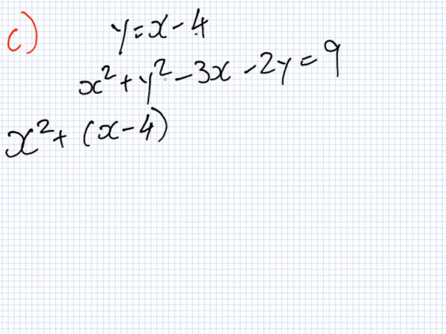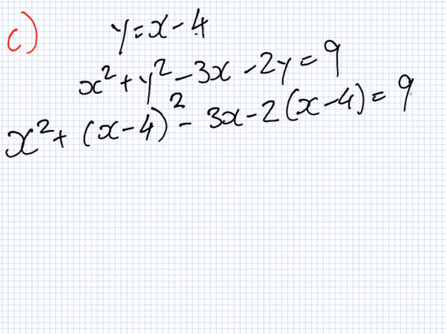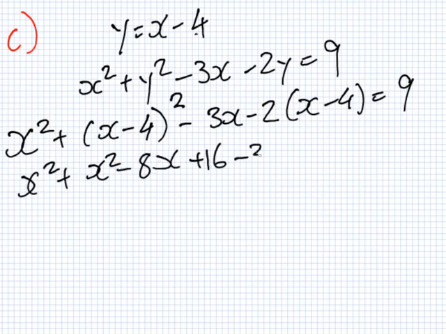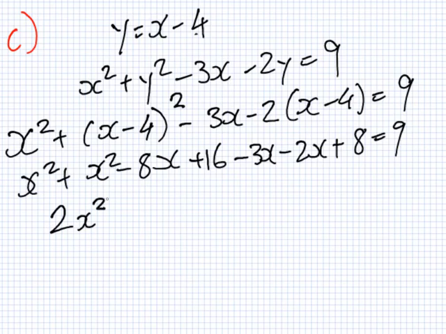Not well, it seems. Right, x squared plus x minus 4 squared minus 3x minus 2 x minus 4 equals 9. Yes? You sure? Great, okay. So we have x squared plus x squared minus 8x plus 16 minus 3x minus 2x plus 8 equals 9. Right. 2x squared minus 13x. Now 16 plus 8 is 24 minus 9, 15 plus 15 equals 0.